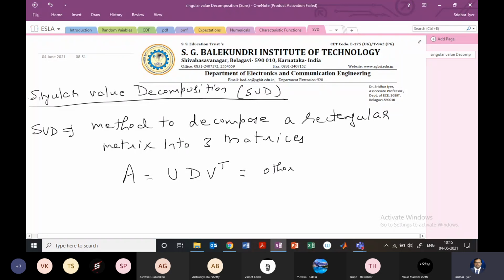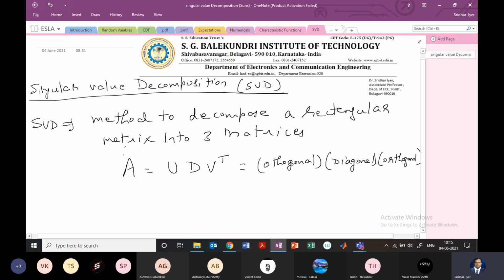Each of these stands for: U stands for orthogonal, and I'll explain what that is. D stands for diagonal, and V transpose also stands for orthogonal. I'll explain very soon what this orthogonal means. A here is the given matrix. Since it is a rectangular matrix, this is a given matrix of size M cross N. That's why it is a rectangular matrix. U and V are orthogonal matrices as it is written, and D is the diagonal matrix.